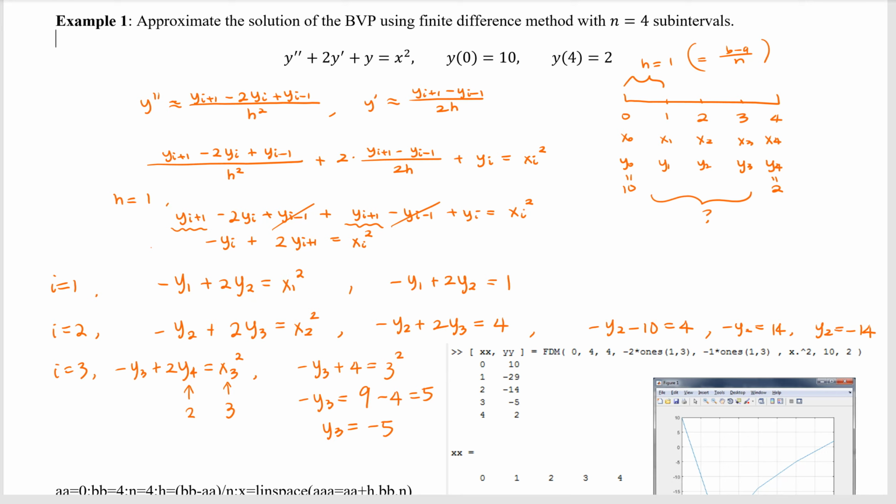And then we can plug in the first one. We get minus y1, 2y2 will be minus 28, equals 1. So minus y1 is 1 plus 28 is 29. So y1 is minus 29. We get y1 is minus 29, y2 is minus 14, y3 is negative 5. So far, so good, everybody?